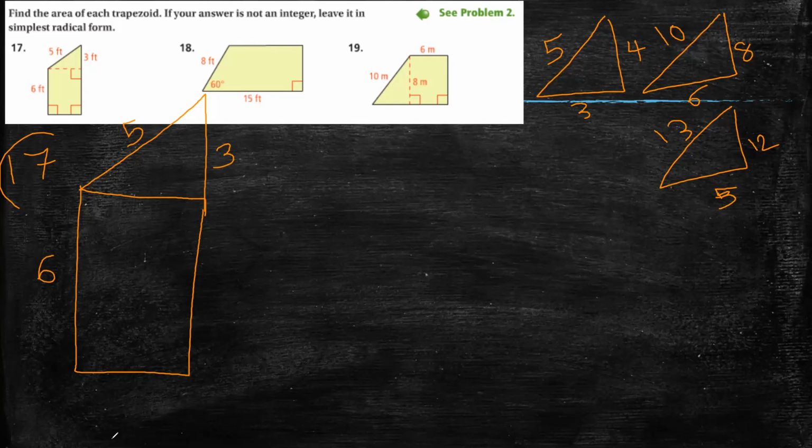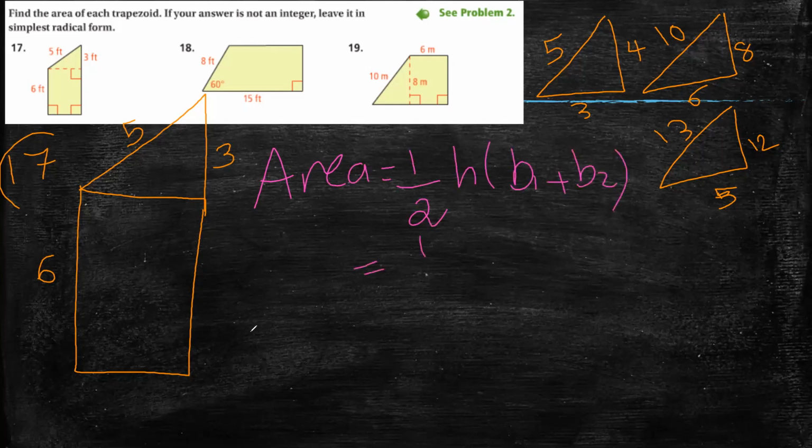So, to find the area of the trapezoid here, we said it is half height times (B1 plus B2). Now, where's the height here? I need the height. Look at this triangle. You can use the Pythagorean theorem. You say 5 squared equals 3 squared plus x squared, and after that you will find that x is equal to 4. Or you can use the triangles that I gave to you here.